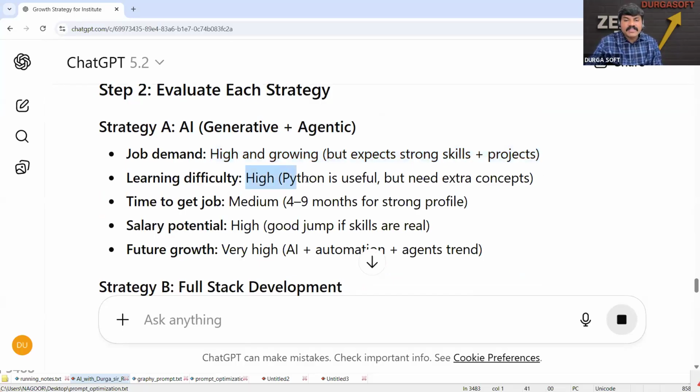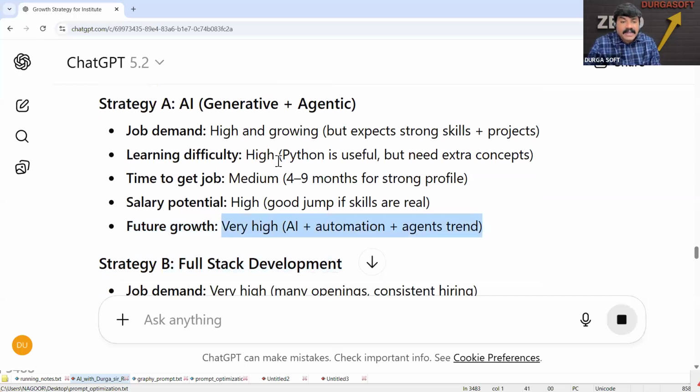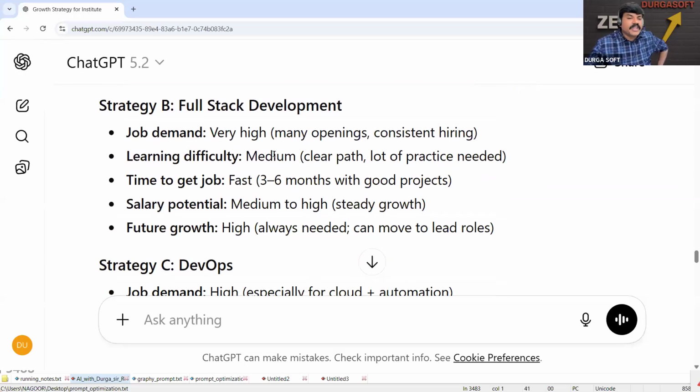Next, learning difficulty is also high. Time to get a job, medium, 4 to 9 months required for a strong profile. Next, salary potential very high. Future growth very high, with the AI plus automation plus agents trend. That's why future growth is also very high.